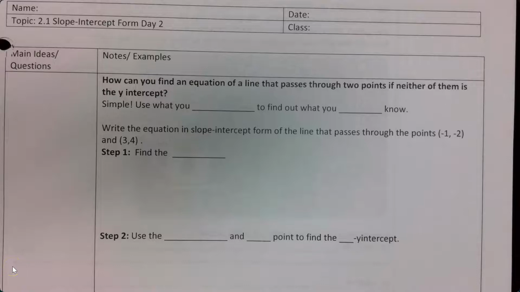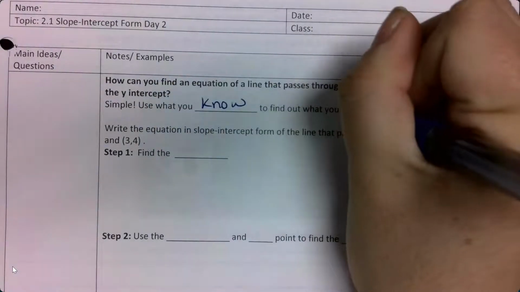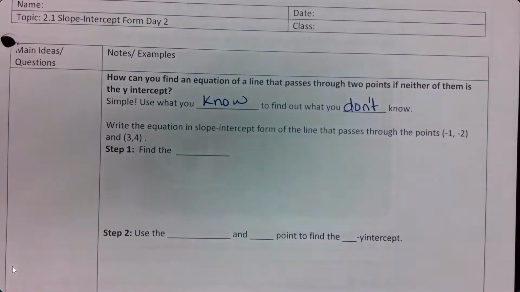Okay, so today we're still using slope-intercept form. We want to figure out how we can find the equation of a line that passes through 2 points and neither of them is the y-intercept. So I want to use what I know to find what I don't know. Use what I know to find what I don't know. It's written on the screen.